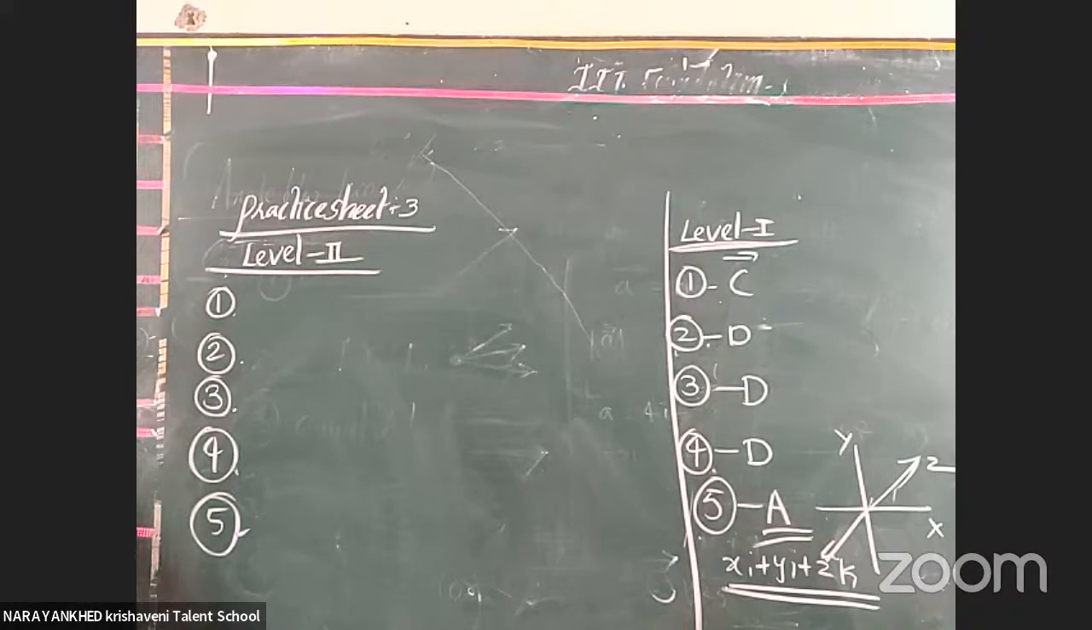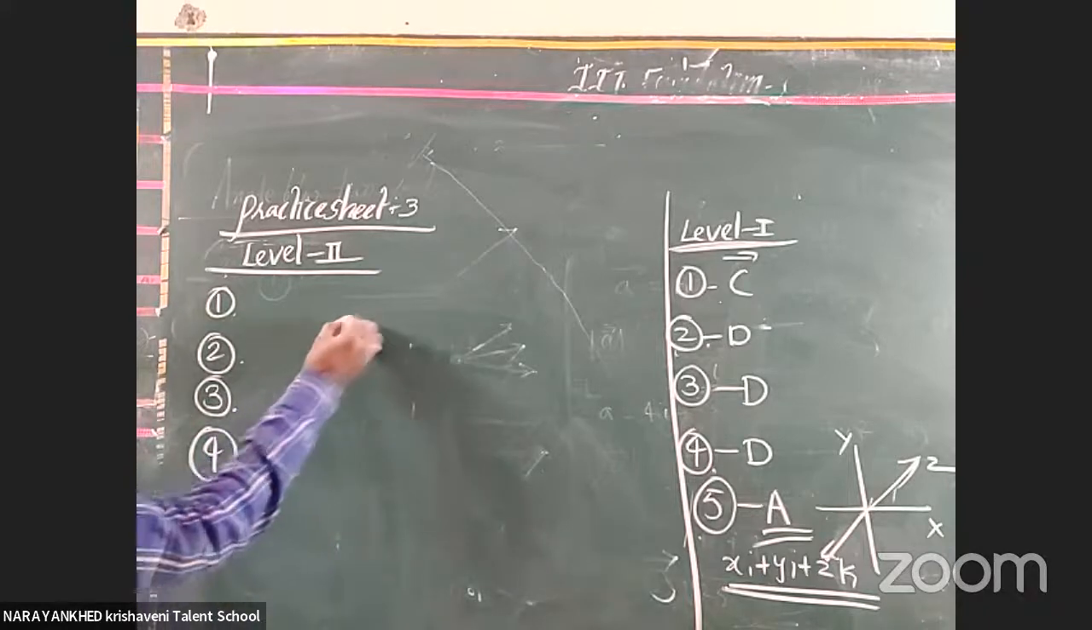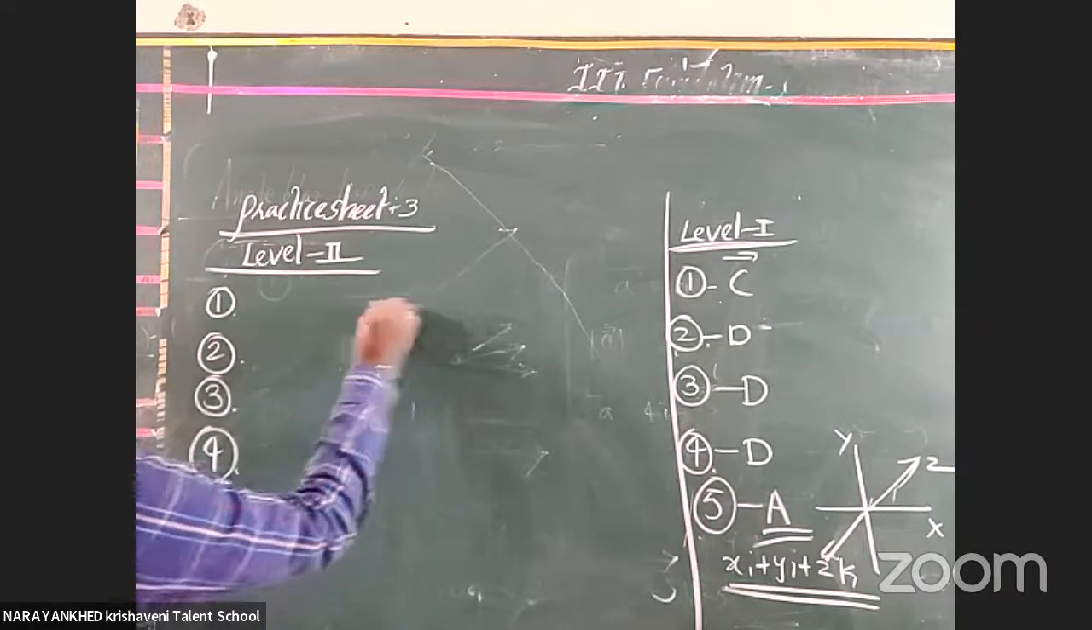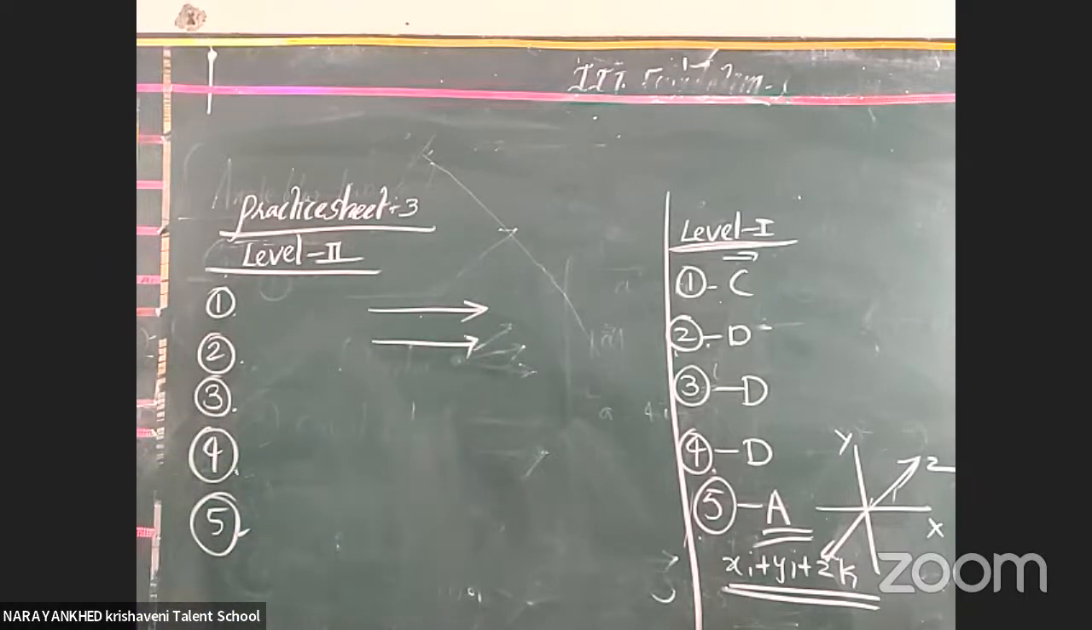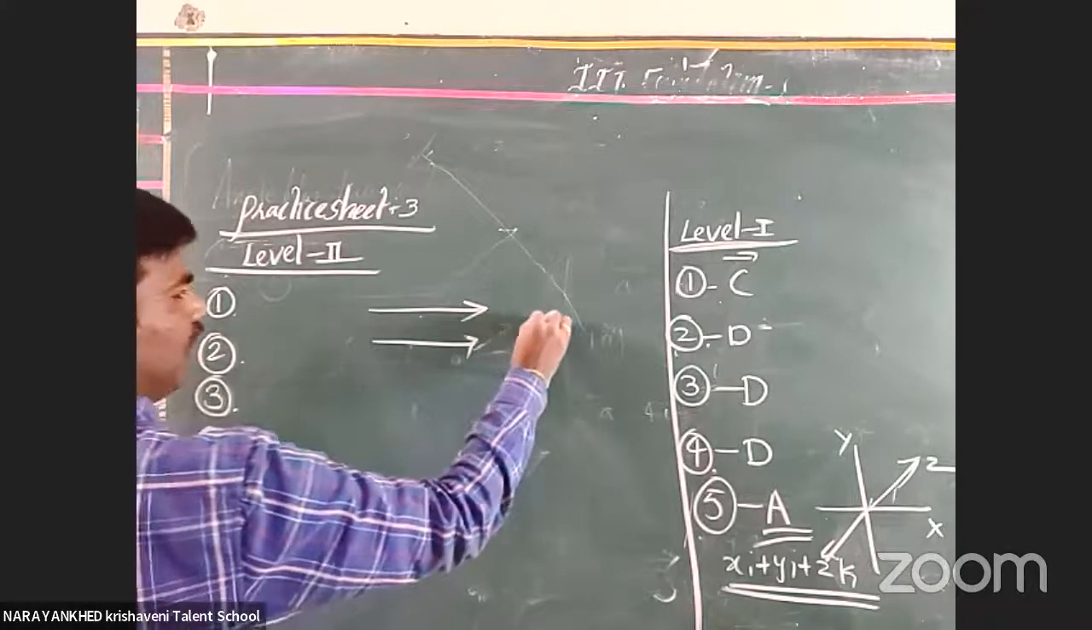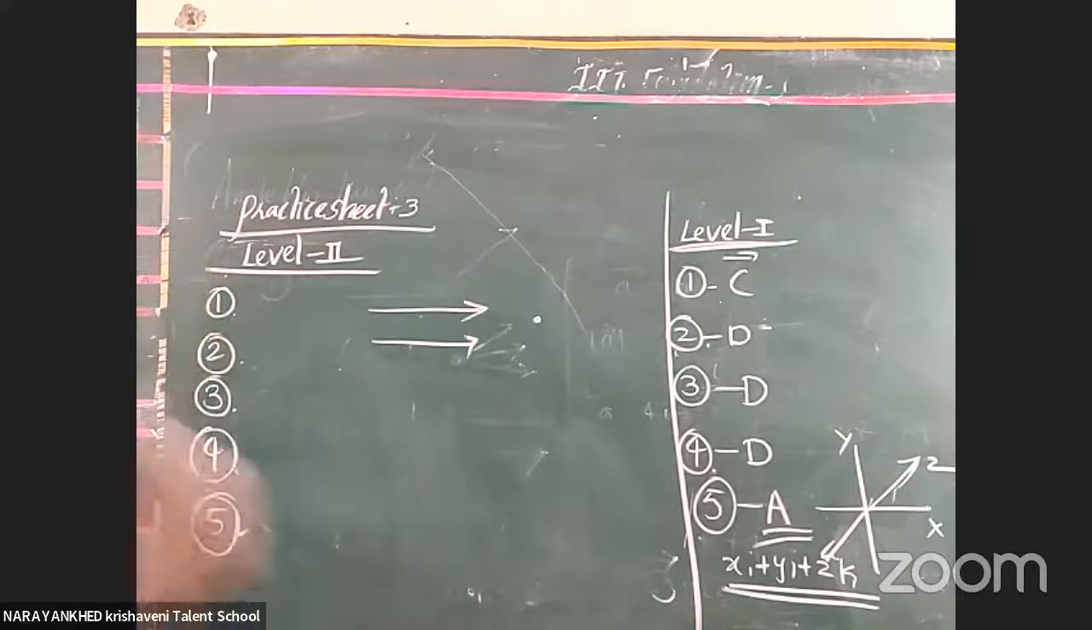Which of the following vectors represent the co-initial vectors here? Okay, is it clear to all the students? The options are given. What is the meaning of co-initial vectors? Co-initial vectors are nothing but vectors starting from a single point only.